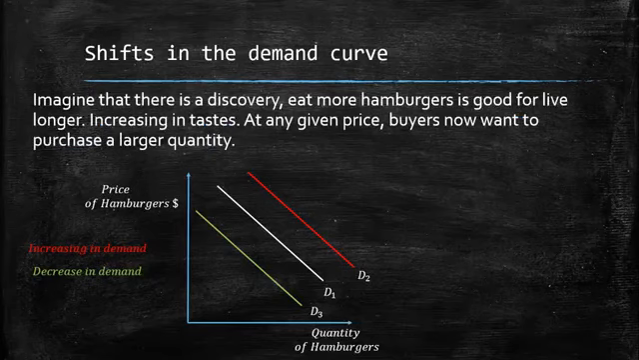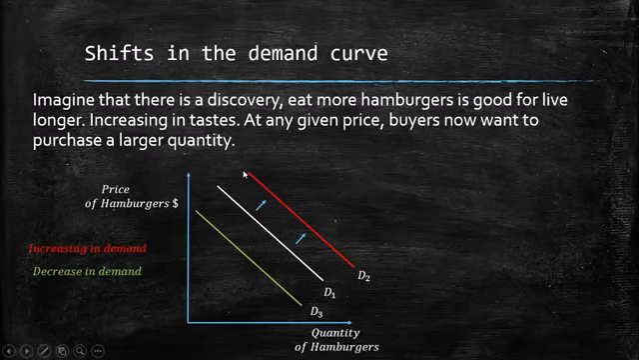So let's put an example. Imagine that a recent discovery is reported in a newspaper article. It says eat more hamburgers because it's good for living longer. So maybe we can think there is an increase in tastes. So at any given price, buyers now want to purchase a larger quantity. So this is considered an increase in demand, so it's going to shift to the left.